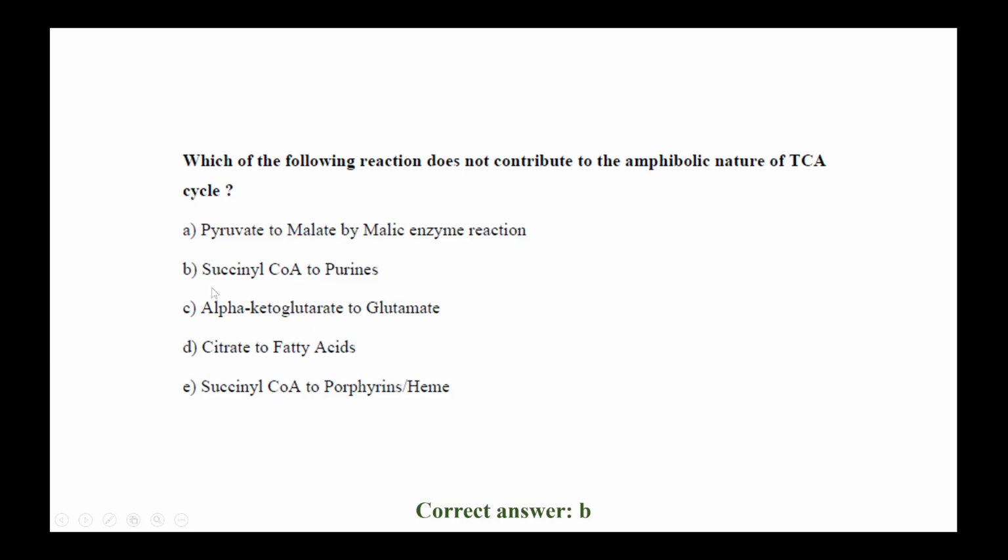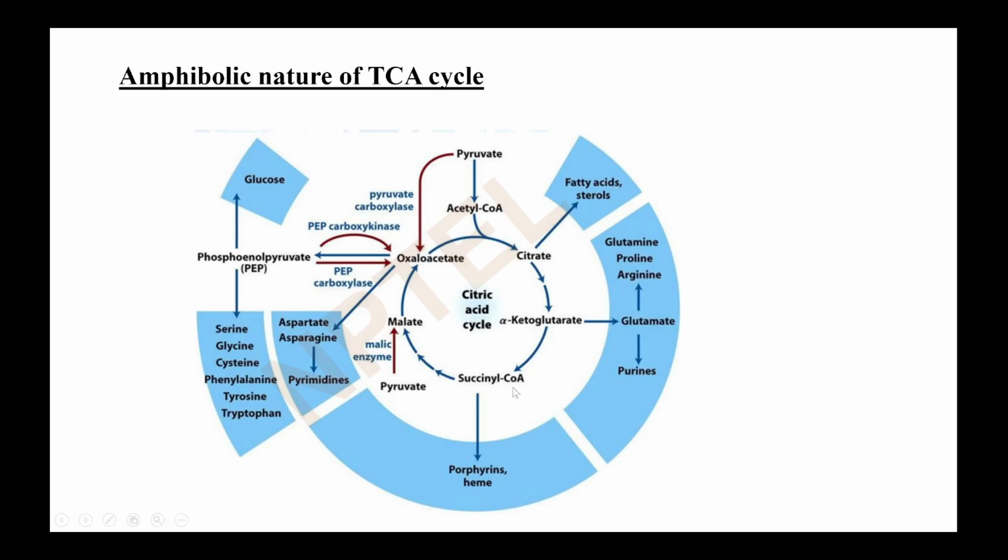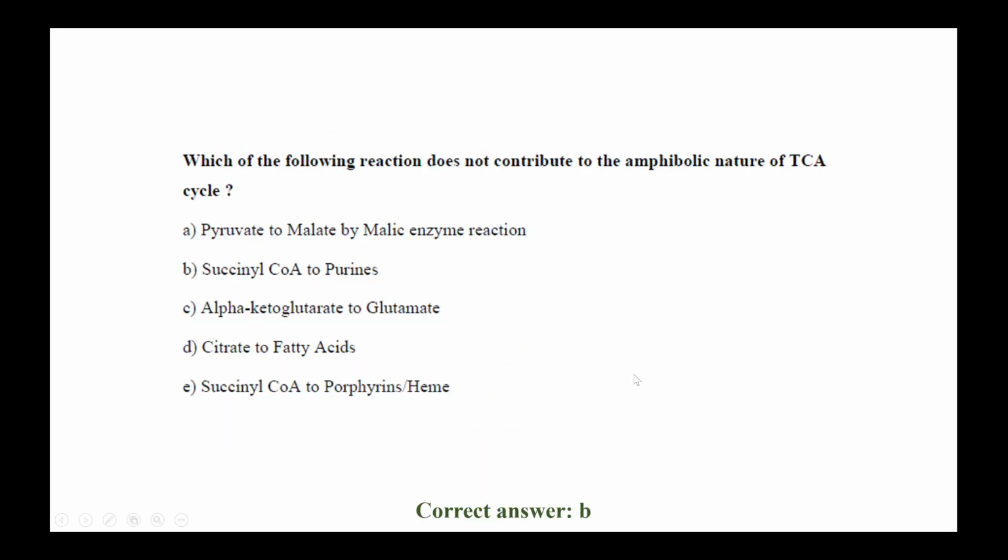Then we have succinyl coenzyme A to purines. That is the wrong option, because succinyl coenzyme A is a precursor of porphyrins and hemes. Purines, glutamate is the precursor of purine. Okay. Then we have alpha ketoglutarate to glutamate, that is correct. Citrate to fatty acids, that's also correct. And then succinyl coenzyme A to porphyrins or hemes. Okay, so both of you answered it correctly.